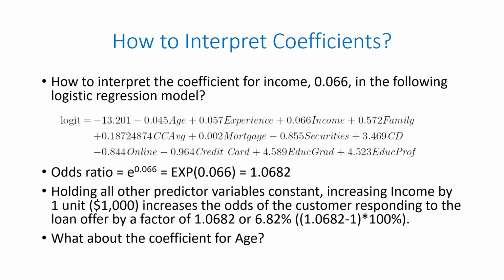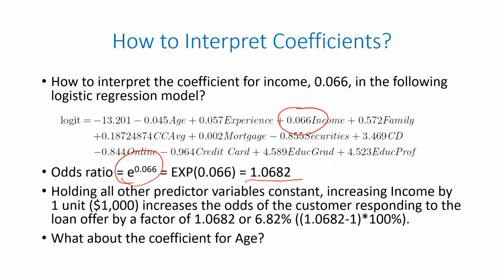Now let's revisit the personal loan example. How do we interpret the coefficient value for income, which is 0.066 in the logistic regression model here? Well, as we discussed in the previous slide, the odds ratio for income would be e raised to the power of 0.066, and we can find that value by using the exponential function in Excel, and that value equals 1.0682.